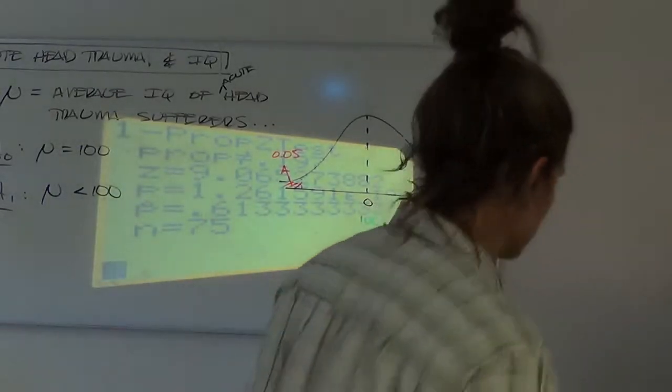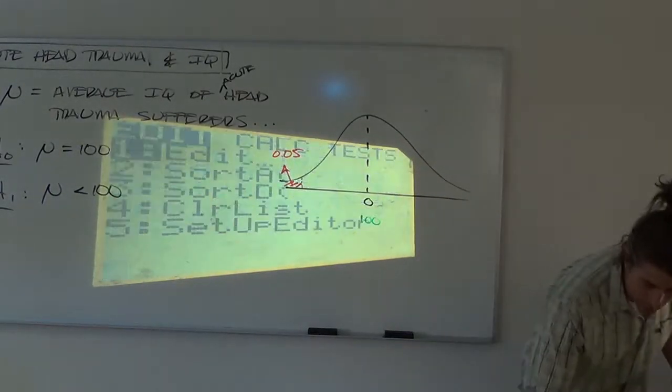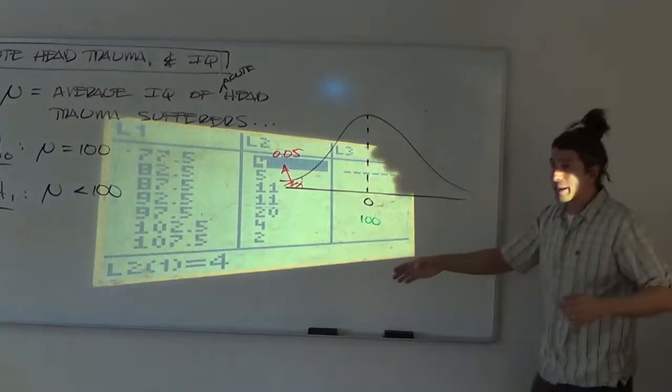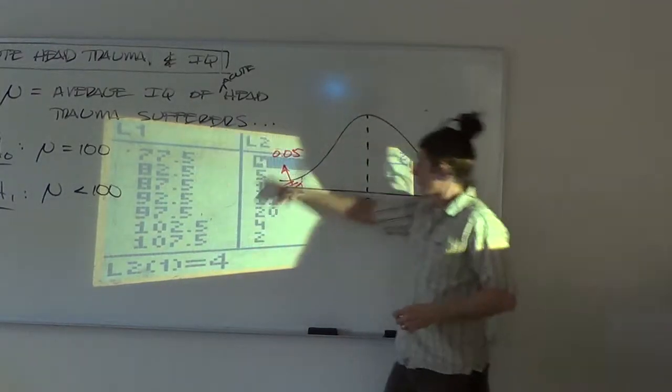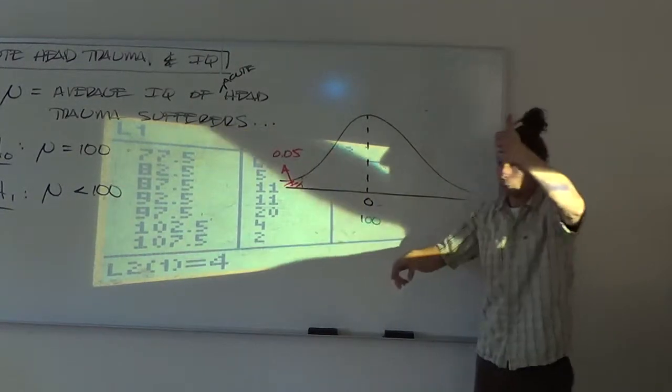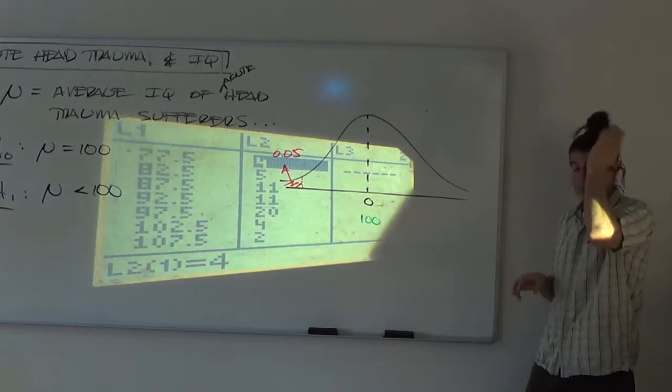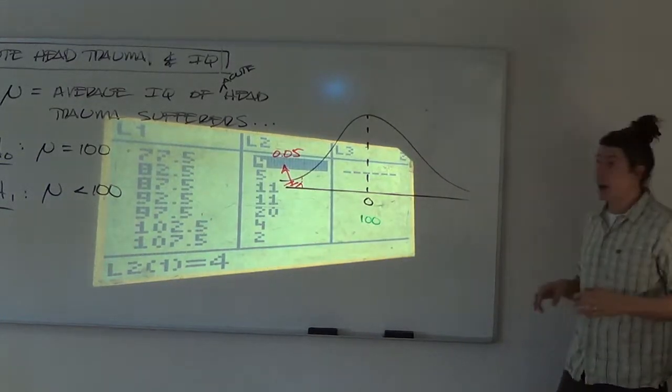Right before the big lecture, here's our data: midpoints, frequencies, all the way down. This is the easiest way, rather than trying to enter them in 19, 20 times.